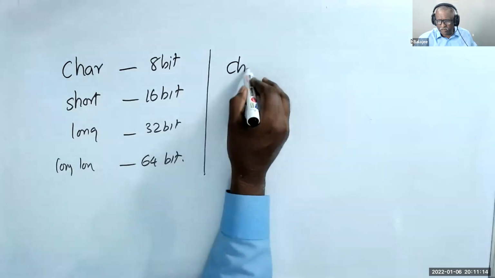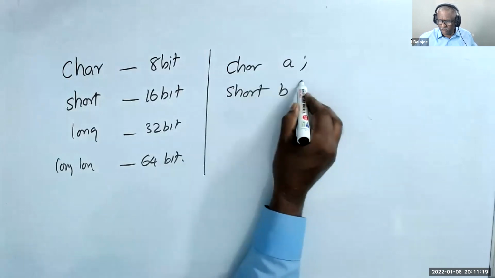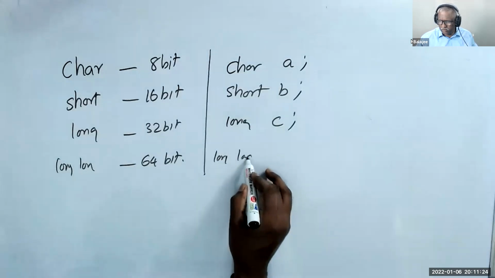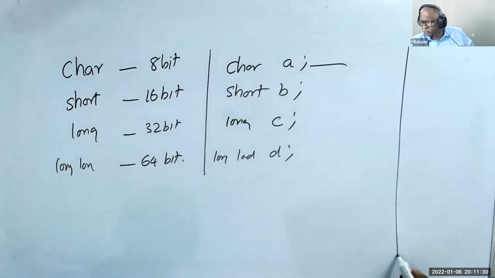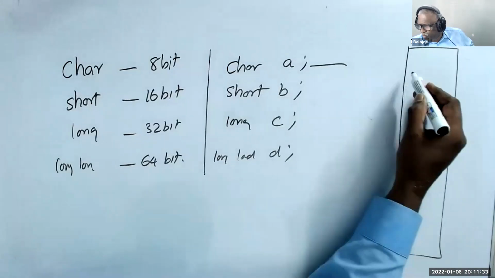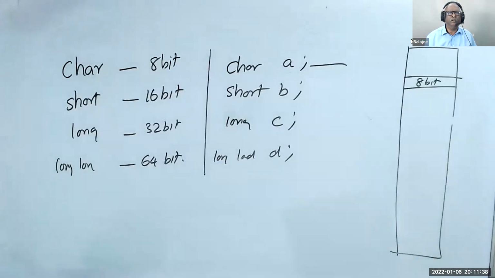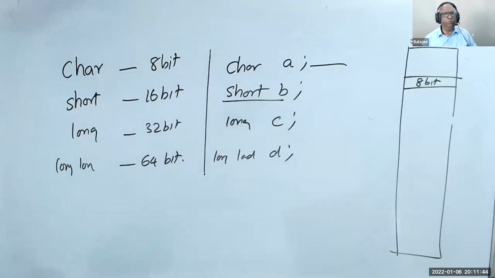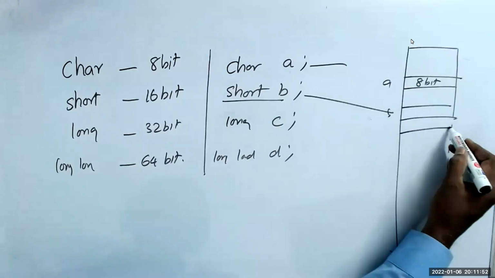We say char A, short B, long C, long long D. Now when you say char, in the memory you get allocated only 1 byte, 8-bit. Okay. If you say short B, you have been allocated 16 bits. That is A. B, you have 2 lines, 16 bits.